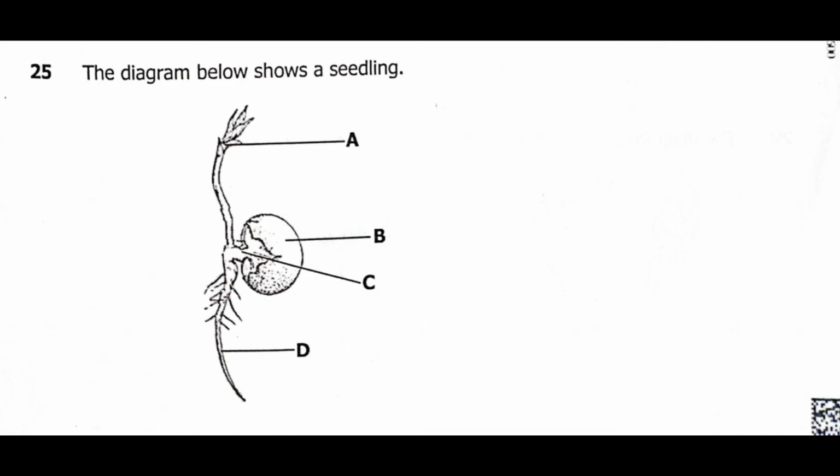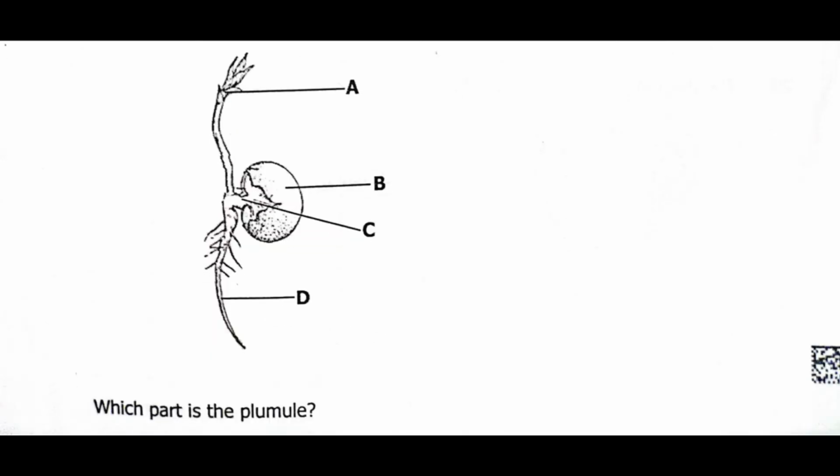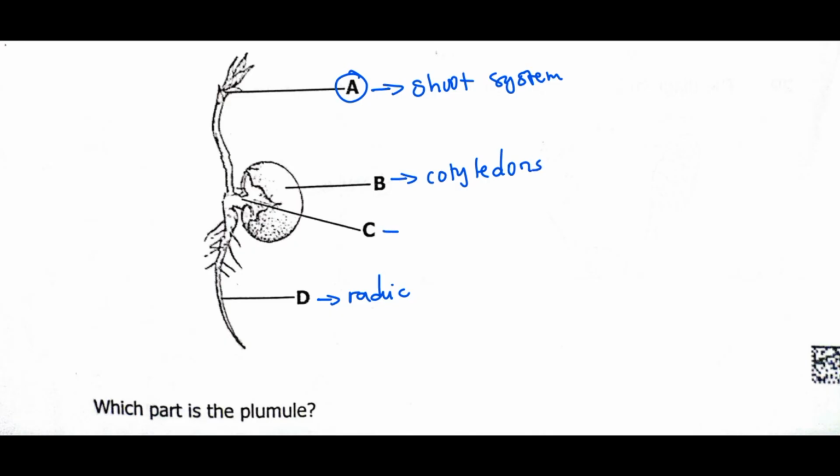Then 25, the diagram below shows a seedling. Which part is the plumule? So let's look at our D, roots, then B, C. So the plumule is just A. The plumule changes into a shoot system, the radicle changes into a root system. Then our B, this should be the cotyledon, which stores the nutrients needed by the seed. Then our C, this must be the micropyle. The micropyle is the passage for water and air.